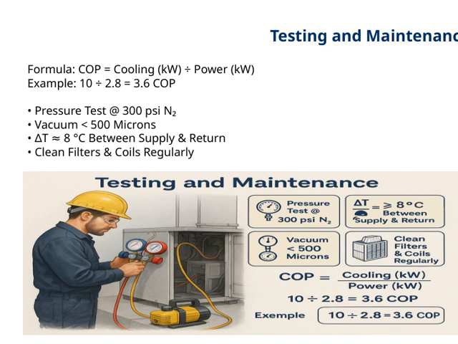We also look at the temperature difference, or delta T, between the supply and return lines, which should be around 8 degrees Celsius. This helps us confirm the system is cooling as expected. Finally, regular maintenance is key. Cleaning filters and coils routinely keeps the system running smoothly and prevents efficiency losses. Overall, these testing and maintenance steps are vital to keep our cooling systems reliable and performing at their best.